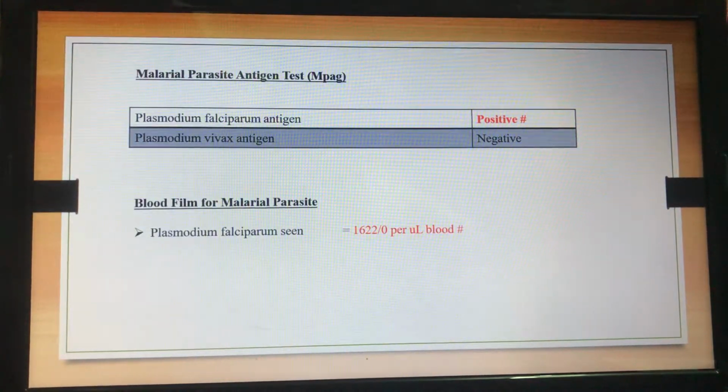Next is malaria parasite antigen test. This is a rapid test to detect the malaria parasite antigen in the patient's blood. Fourth is blood film for malaria parasite. This is being done through microscopic examination to check for malaria species.